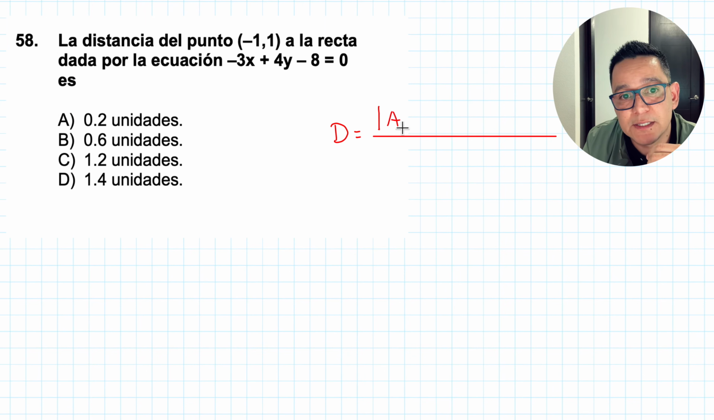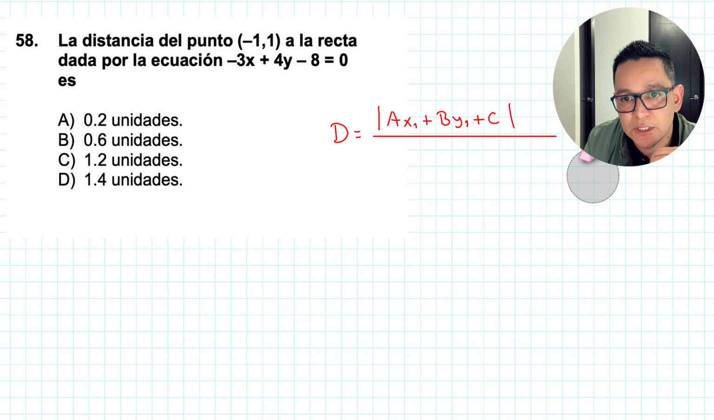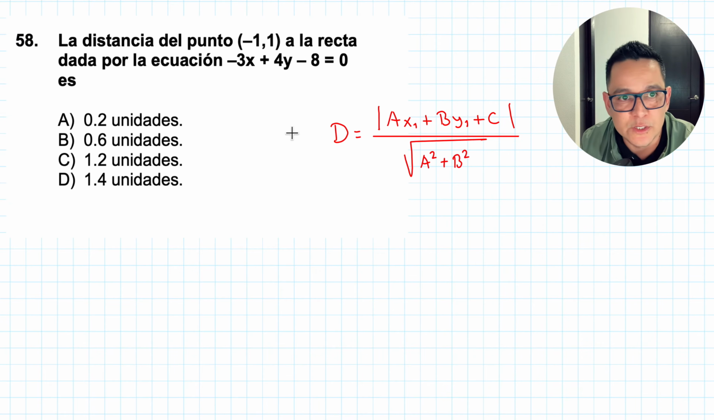The formula says that the distance is equal to the absolute value of a times x1 plus b times y1 plus c. Then we close the absolute value. Well, and that's going to be divided by the square root of a squared plus b squared. All right, where does all this come from? Well, it's very simple. Remember that the equation of a line in its general form has the following form: ax plus by plus c equals 0.